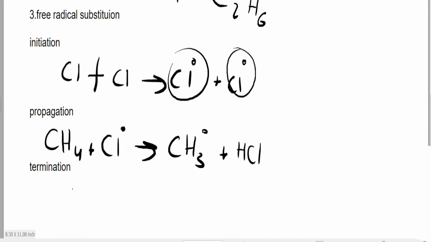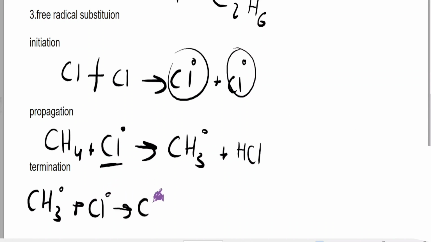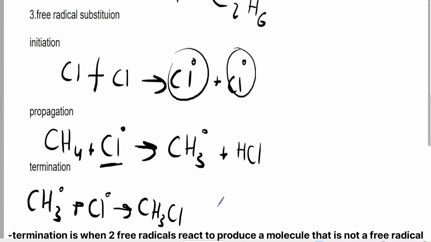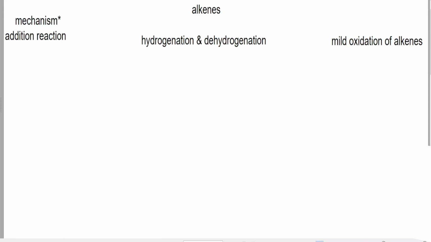Now, termination is when 2 free radicals, it can be any free radicals, react together and they produce a molecule. What do I mean? Well, a CH3 free radical will react with a chlorine free radical to make CH3Cl. Since there is no free radical being produced, this reaction cannot continue anymore. So termination is when propagation ends. These were all the reactions you need to know for alkanes.